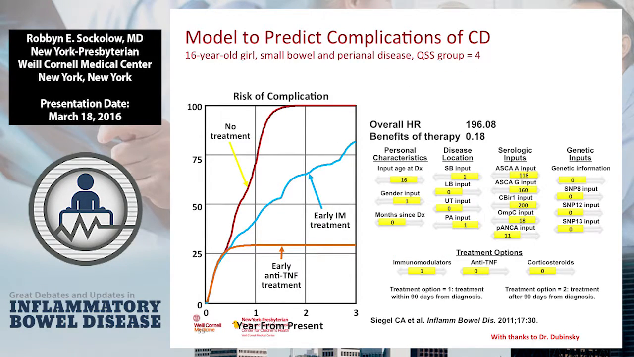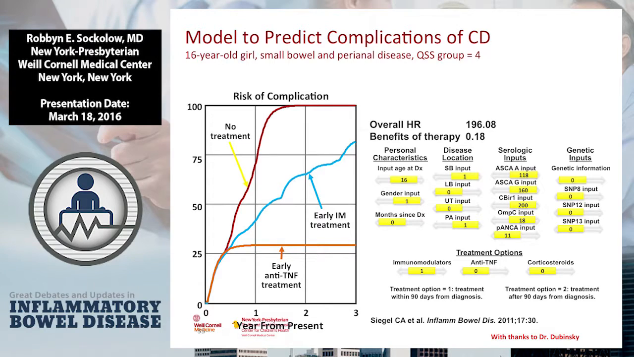So I borrowed this slide from Marla. It was Corey Siegel's study, but if you take a look at a 16-year-old girl with small bowel disease, which we discussed might be a clue to us of having more aggressive behavior, and perianal disease, and you were to look at that, if this patient had not received any treatment, or we'll say ineffective treatment, then the risk of this patient having complications, you can see, happened within the first 2 years. If there was early treatment with an immunomodulator, you might modify the natural history of the disease, and if there was effective therapy, hopefully with an anti-TNF, you may actually decrease your overall complication.